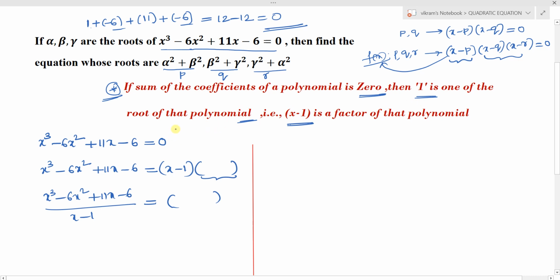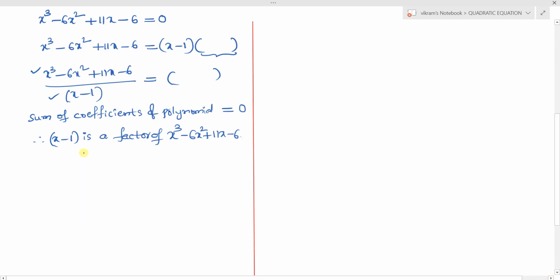Now we know that x minus 1 is a factor of the given cubic equation. If x minus 1 is a factor, then we can find the other factors simply by dividing this with x minus 1. We know that if a polynomial is divided by a linear expression like x minus a or ax plus b, then we have to use synthetic division. Then how to perform the synthetic division?